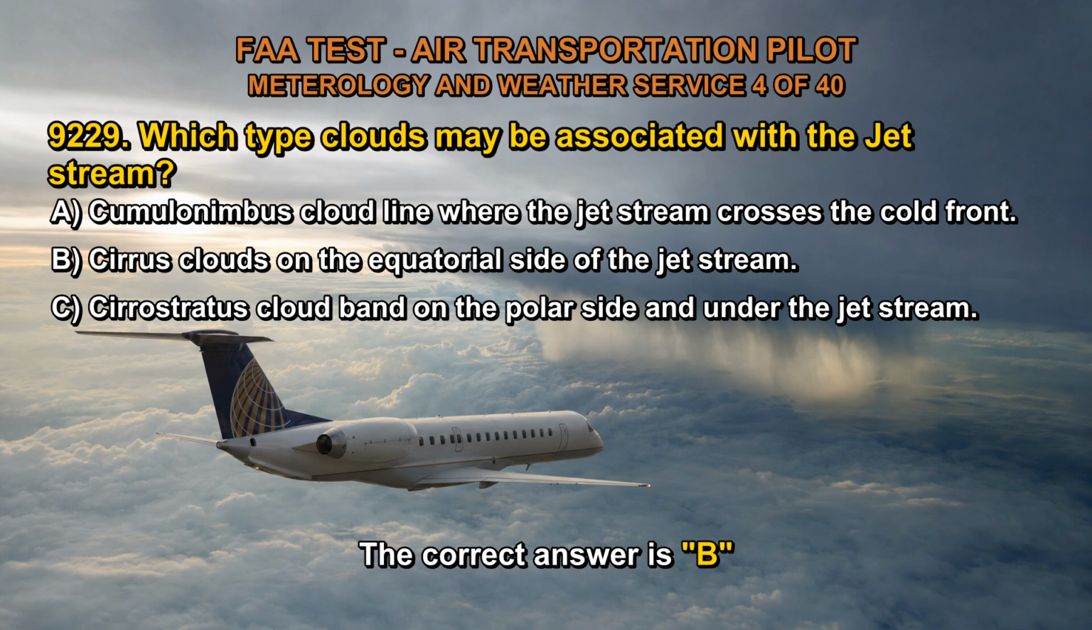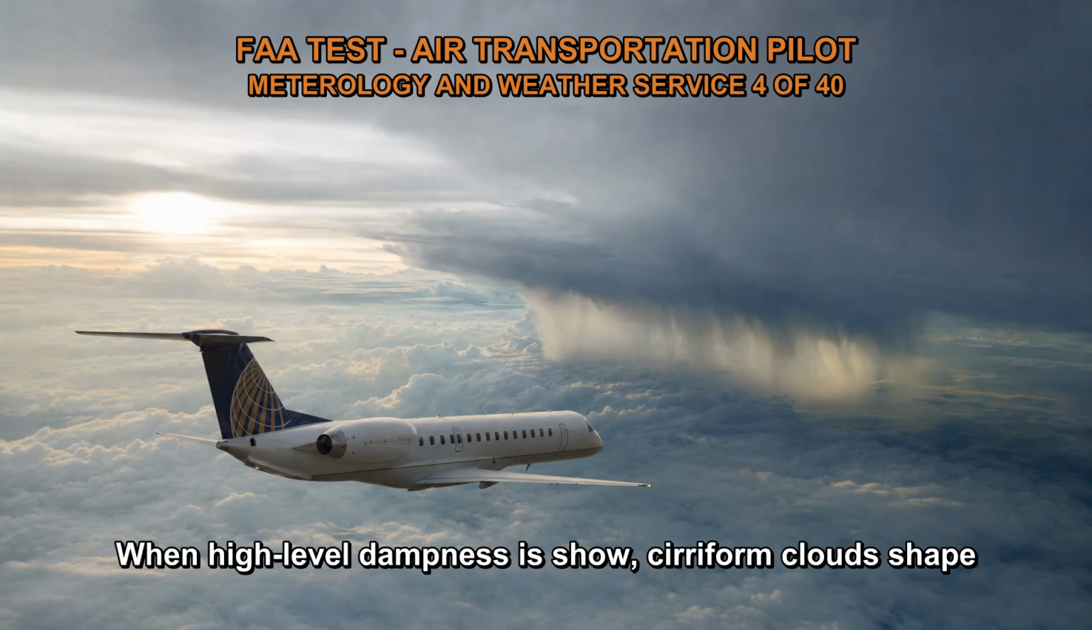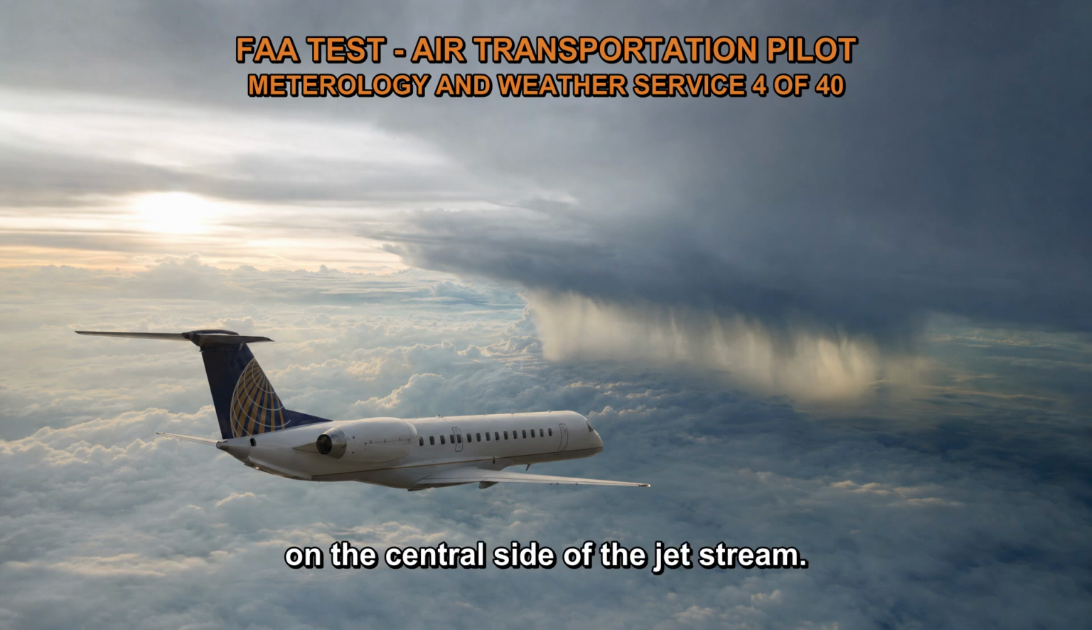The correct answer is B. When high-level moisture is present, cirriform clouds form on the equatorial side of the jet stream.